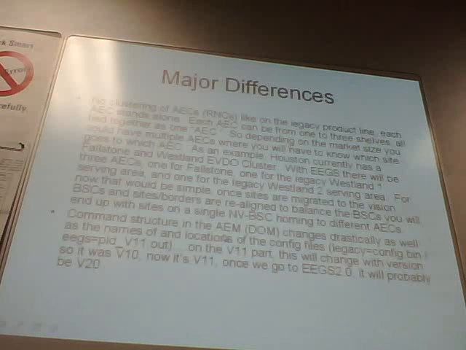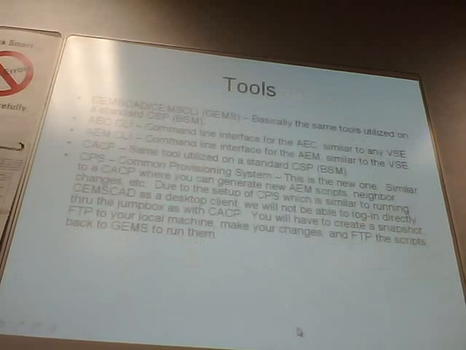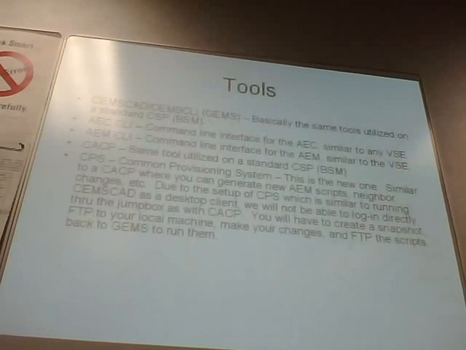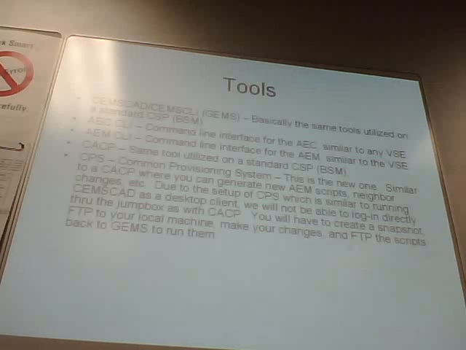For the field side of it, for the AEMs, of course the command structure is different. But the big thing is, like a config bin is now going to be a PLD_D11.out. Once we go to EEGS 2.0, it's going to be a PLD_D20.out. The other change would be, instead of doing a CLI file, you'll have a configuration script and a commissioning script. Two scripts to run on each.